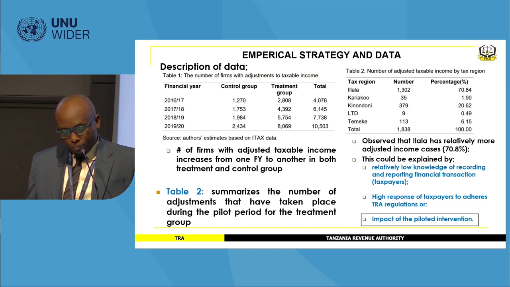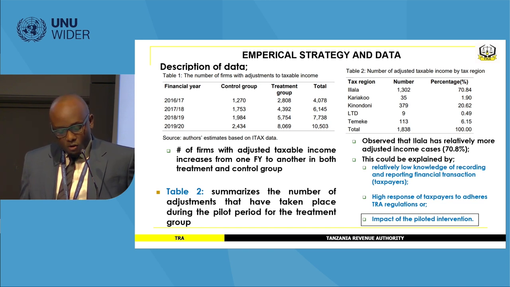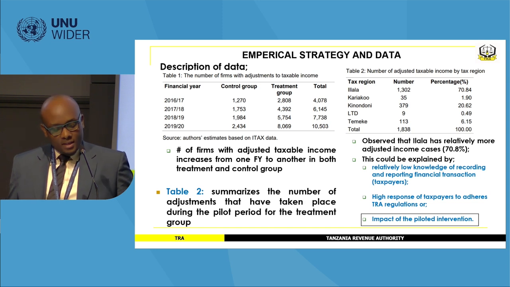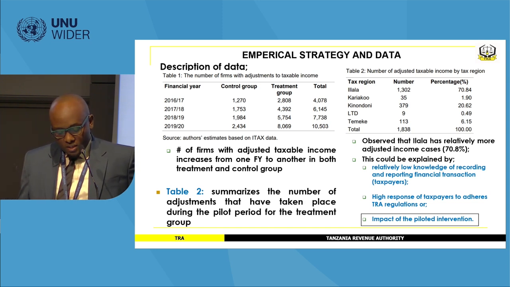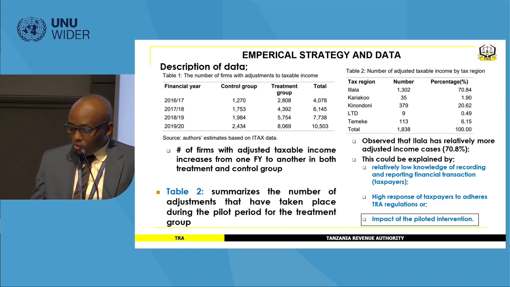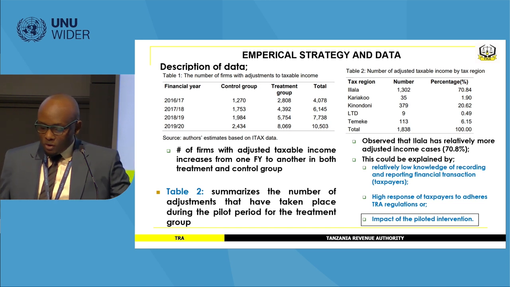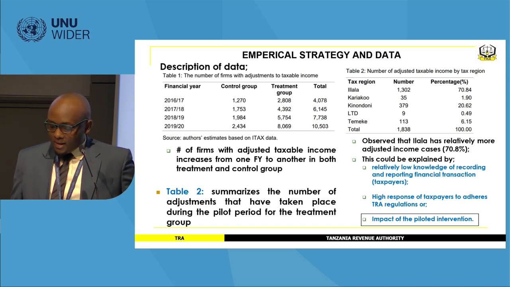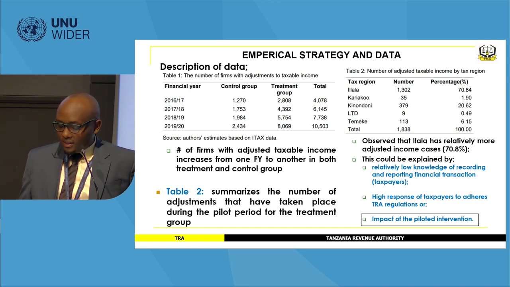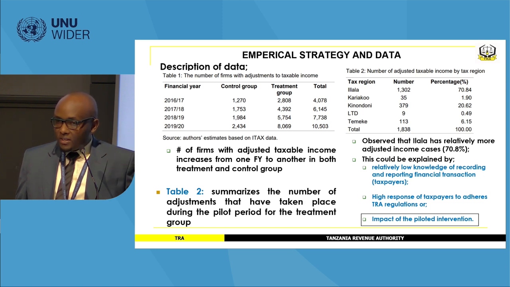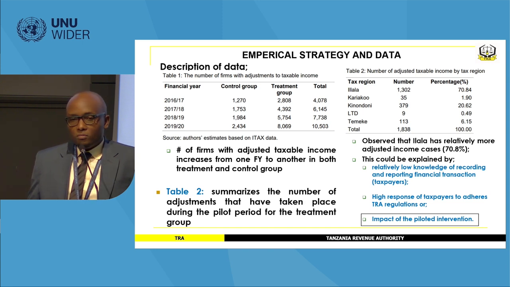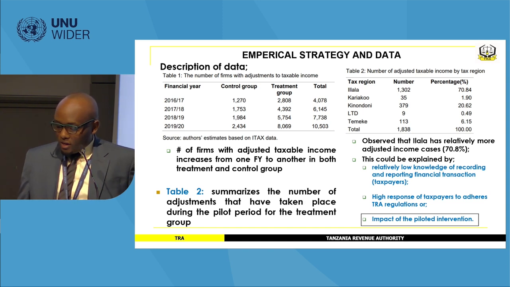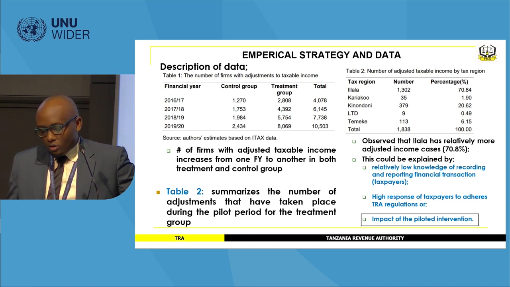And table number two summarizes the number of adjustments that took place during the pilot period for the treatment group. There we drew some observations, where we observed that one of the tax regions in the piloted area, which is Ilala, has relatively more adjusted income, around 70%, compared to the reaction from other tax regions in which this intervention was piloted.